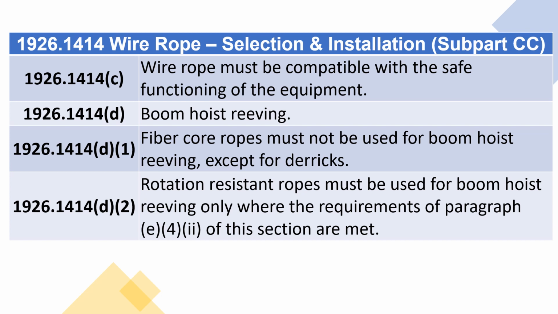1926.1414(d) Boom hoist reeving. 1926.1414(d)(1) and (d)(2). Fiber core ropes must not be used for boom hoist reeving, except for derricks. Rotation-resistant ropes must be used for boom hoist reeving only where the requirements of paragraph (e)(4)(ii) of this section are met.